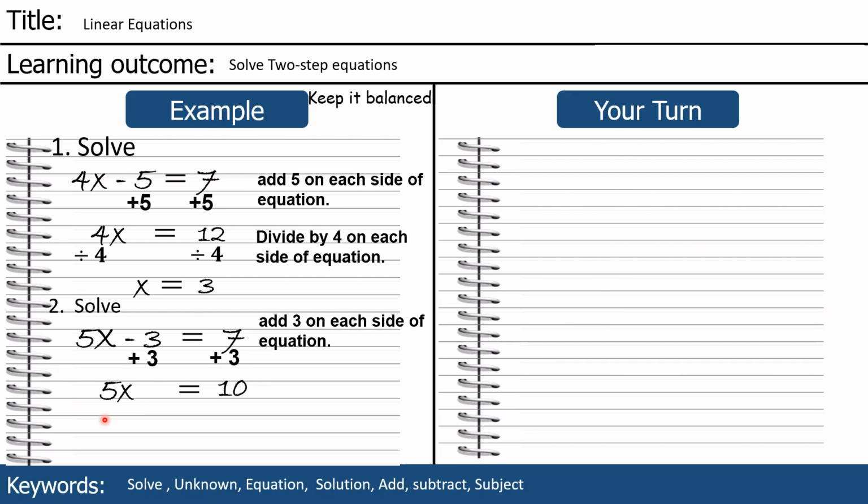And we'll now reverse multiplying by 5. So the reverse of multiplying by 5 is dividing by 5. So divide the left hand side of the equation by 5 and divide the right hand side of the equation by 5. And this means that our x is equal to 2. You can pause the video now and try these two questions.